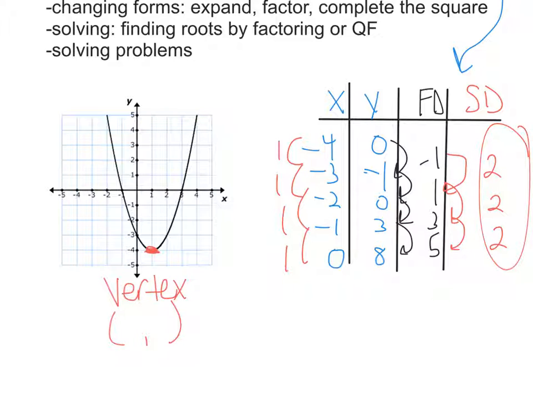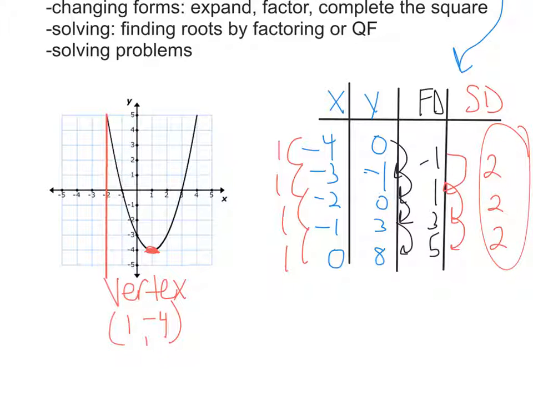Because in this graph your vertex is over 1 to the right and down 4 units, our x coordinate is 1, our y coordinate is -4, and we write those in brackets: (1, -4). The vertex is the most important point because it helps us determine two other properties of this graph. The x coordinate of the vertex, that 1, gives us the equation for the axis of symmetry. So I'm going to draw in an axis of symmetry here. It is a vertical line that goes right through the vertex.